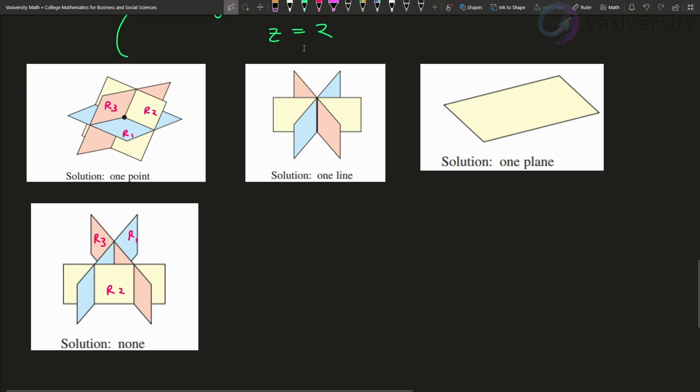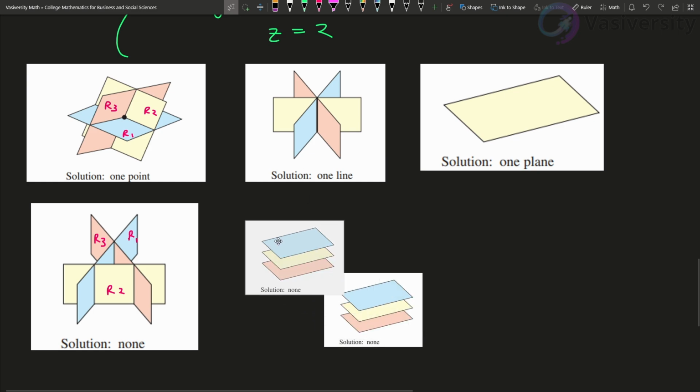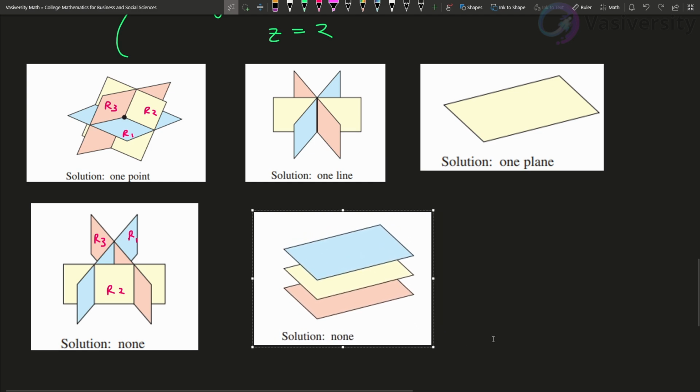Right? So we can imagine 3 parallel planes. And so once again, there are no solutions here because all 3 are parallel. There is not a single intersection. Okay, so for a system of linear equations, the following things are always true.